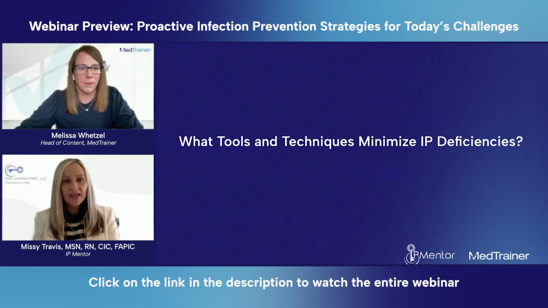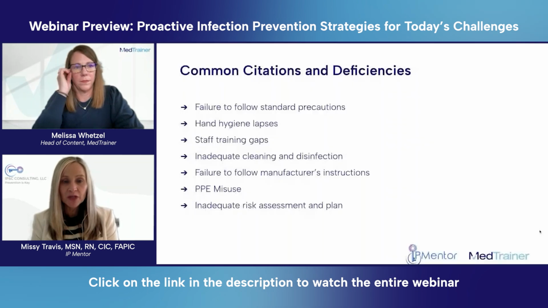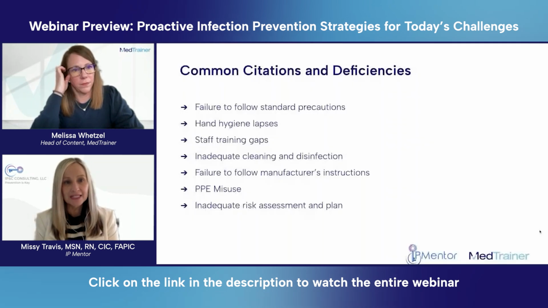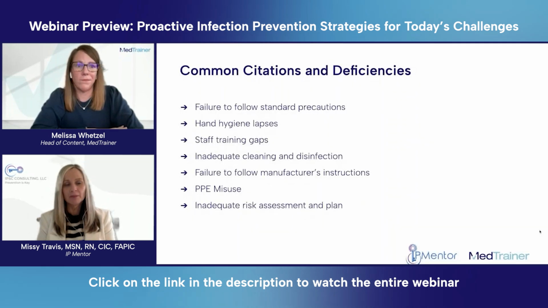So that leads into this next question. What tools and techniques minimize IP deficiencies? So many of you all mentioned this was one of your issues that you wanted to avoid, were having deficiencies from citations. So let's talk about some common ones.